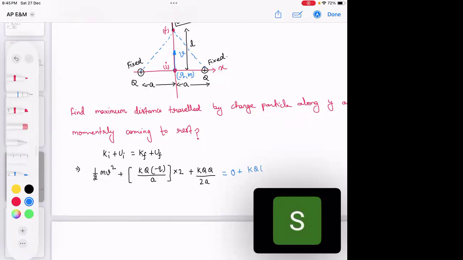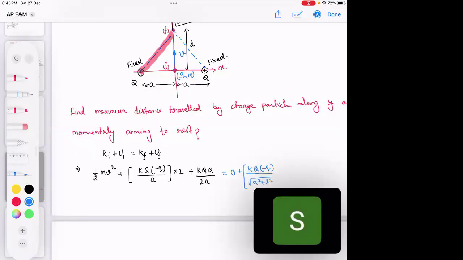So K capital Q minus q divided by... Can you tell me what is this distance? Can you see what distance I am talking about? This distance. What will be this distance? Is it the L distance? Yes, under root of a square plus L square.